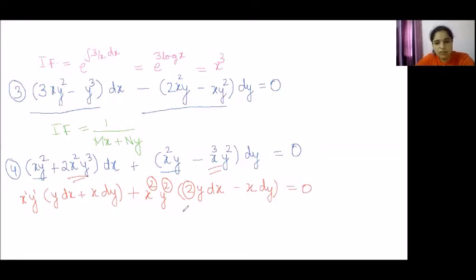So in this case, we will assume that the integrating factor has the form x raised to power h, y raised to power k, where h and k are so chosen that when we multiply this equation with this integrating factor, it becomes exact.